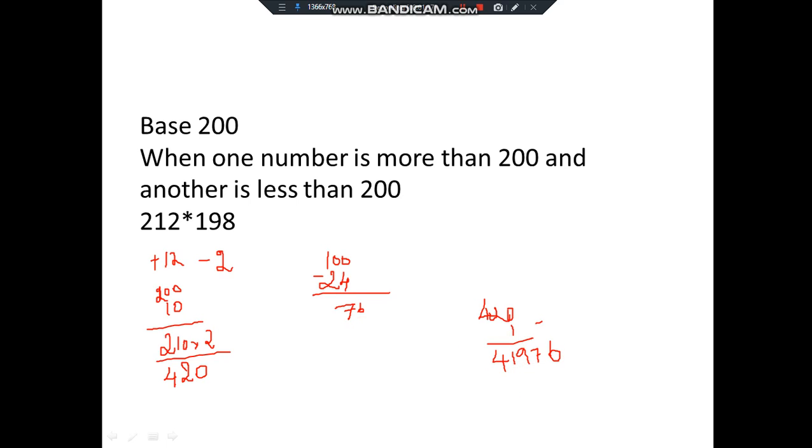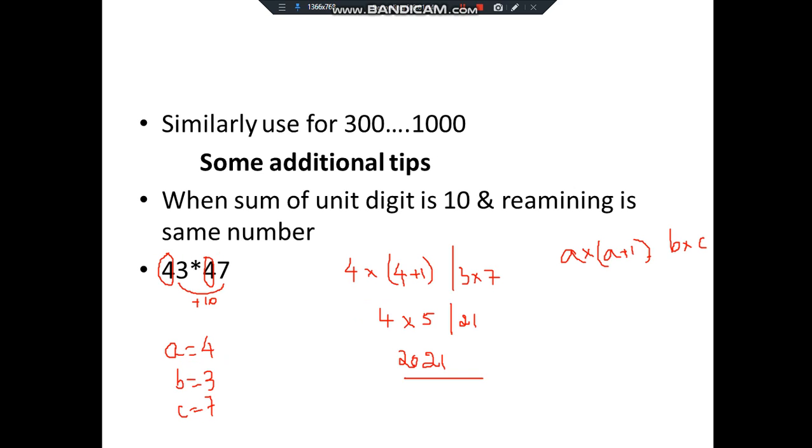Hope you understand. So use the same tips and tricks to solve 300, 400, plus or minus, till 1000. The only difference you have to use is the base. When you multiply it by 2 for 200, for 300 you will multiply it by 3, for 400 by 4, and so on. I want you to practice these kinds of questions. I have given some questions in this session itself, so try finding the answers for them and do comment in the comment box. Then some more additional tips I'll give you.